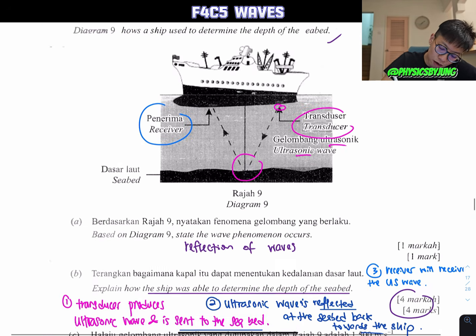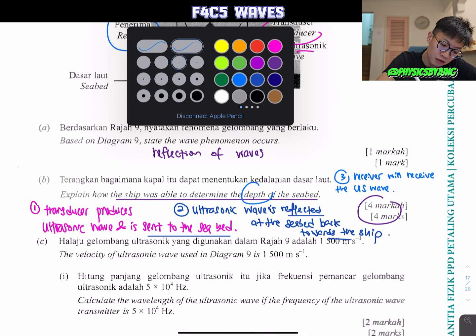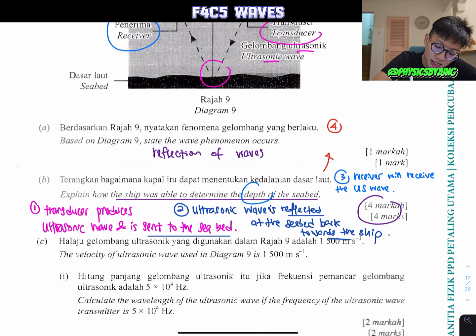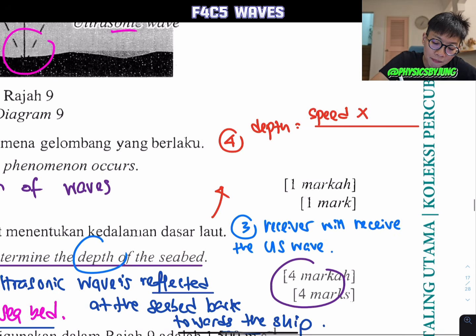And lastly, how to determine the depth of the seabed. So this is where you will then need to say the formula that you will be using. Okay, what's the formula that you'll be using? So we'll be using this thing called the depth is equals to Vt over 2. But rather than just say Vt over 2, we'll say lah, okay, it is the speed of the ultrasonic wave multiplied by the time taken to receive the ultrasonic, again, divide by 2.